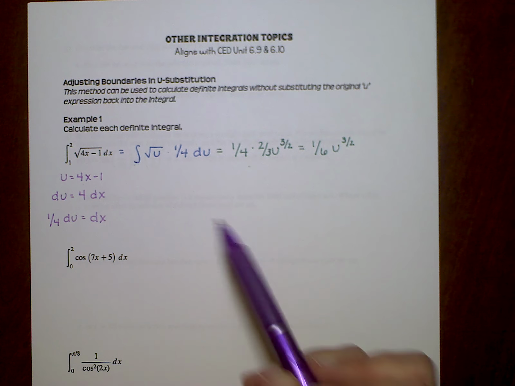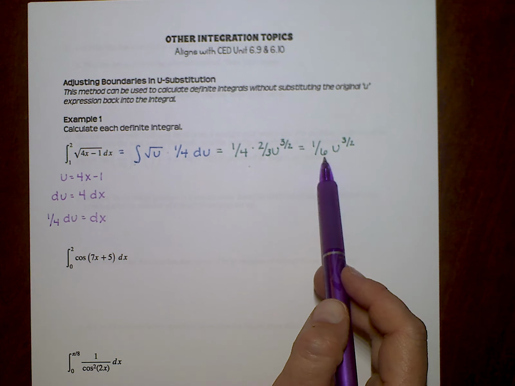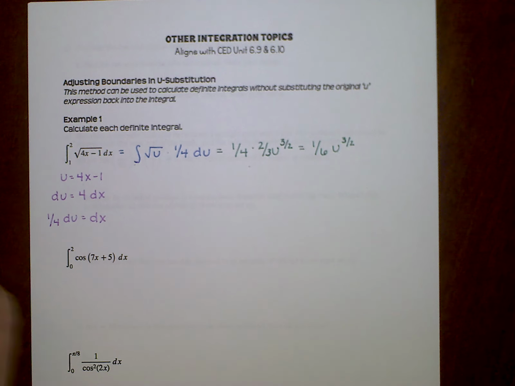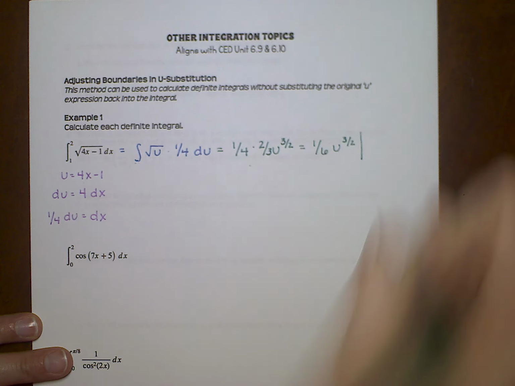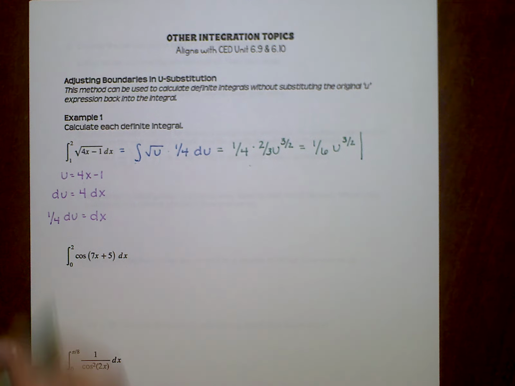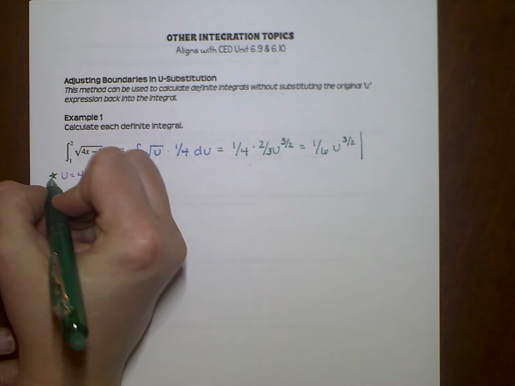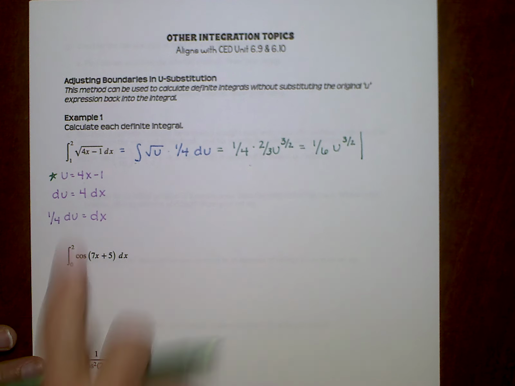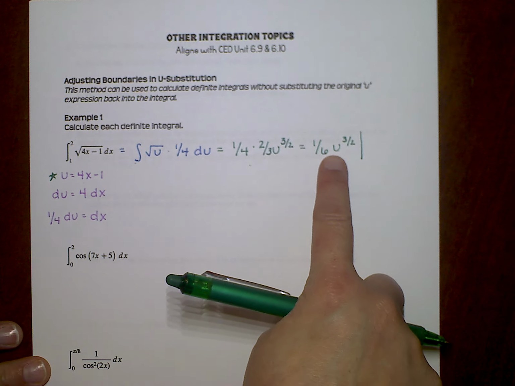But there's actually a shortcut I can take. I can stop right here. I can use this as my antiderivative, and I can use this to evaluate my endpoints. But the trick to this is I have to adjust my endpoints, okay? And I'm going to adjust my endpoints using this relationship with u, because this is an integral in terms of x, and this is an antiderivative in terms of u.